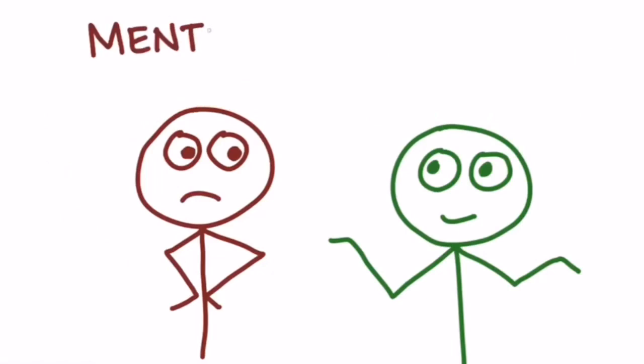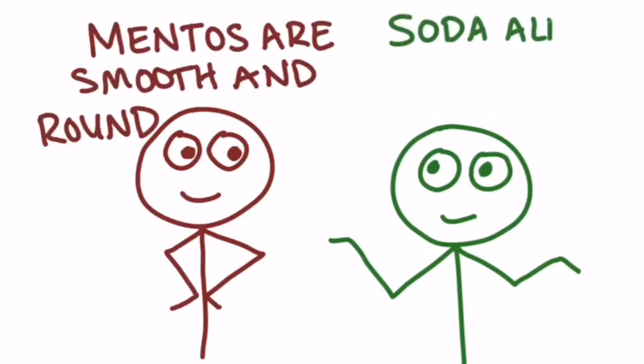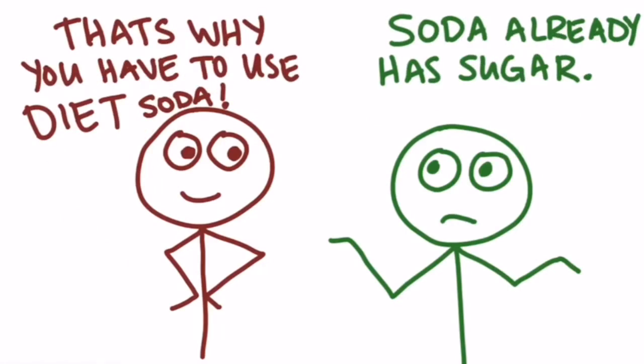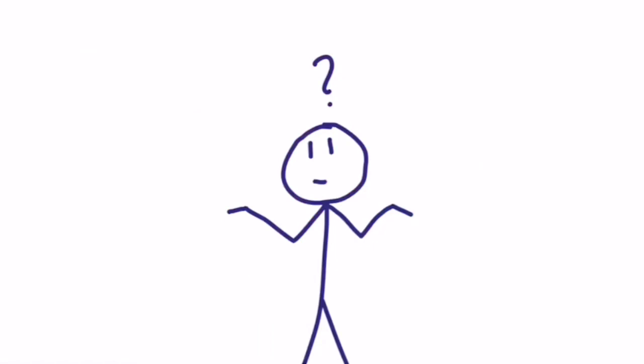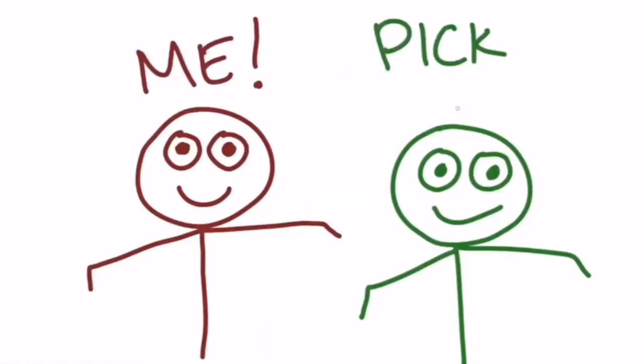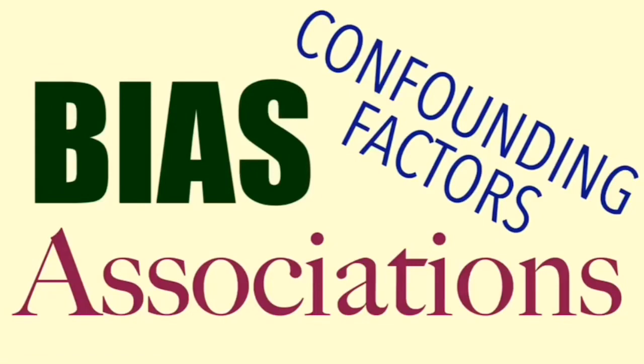What do you mean, rough texture? Mentos are smooth and round. It can't be sugar. Soda already has sugar in it. That's why you have to use diet soda. How are you going to decide who is right? You could choose based on which person you like better, or which website is more entertaining and appealing. But these are not good methods for getting to the facts.